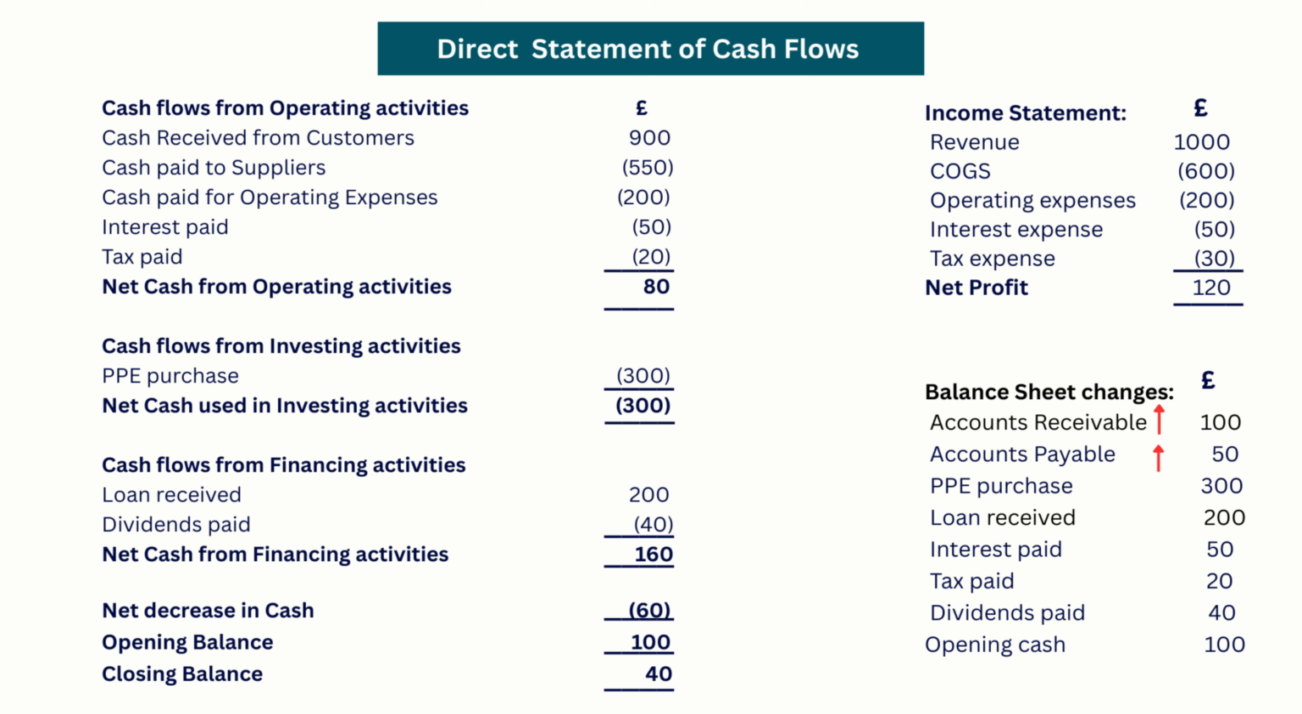The direct method clearly shows where cash came from and where it went. The company generated 80 from operations, invested heavily in equipment, and financed part of that investment through borrowing. Remember, the direct and indirect methods will always produce the same final cash balance. They only differ in how operating cash flow is presented.